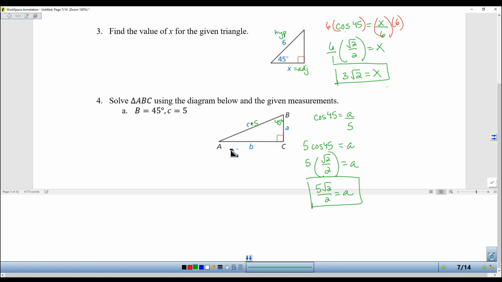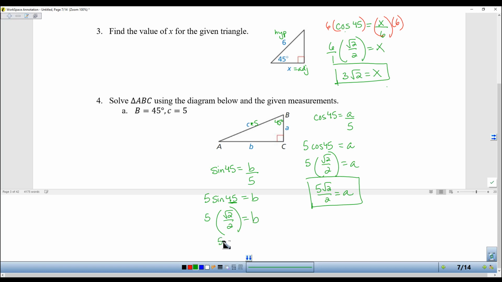And then to find side B, it is opposite the 45. So I can use sine of 45 is equal to opposite over hypotenuse. I clear my fraction, and then I replace sine with the known ratio because it's 45. Again, I don't want you to use your calculator for 30, 45, or 60. So square root of 2 over 2.